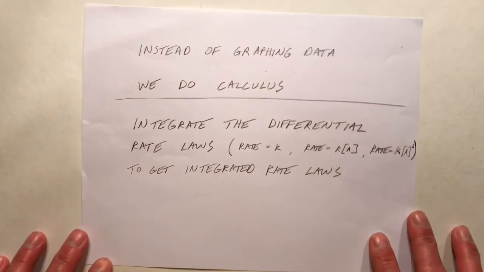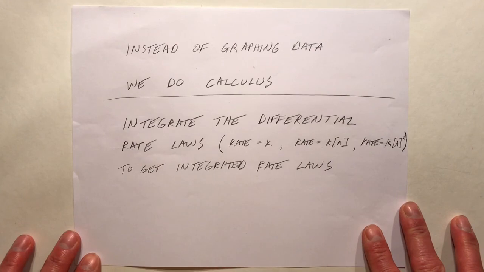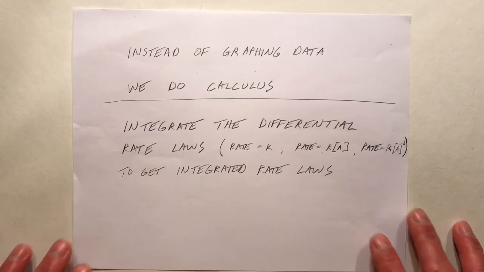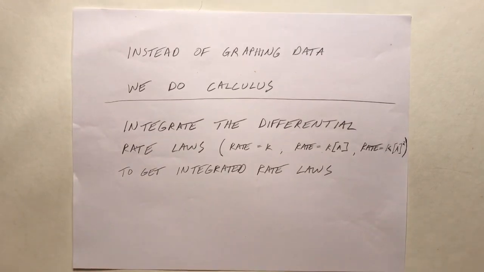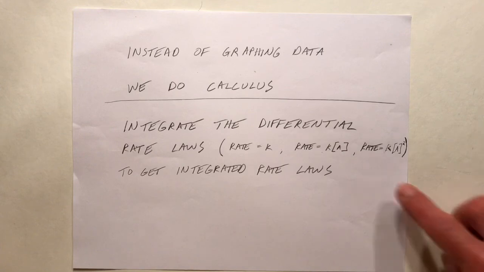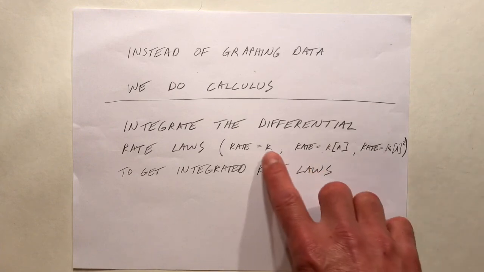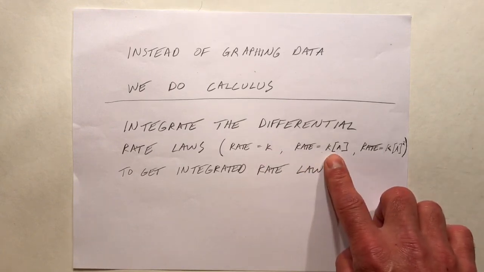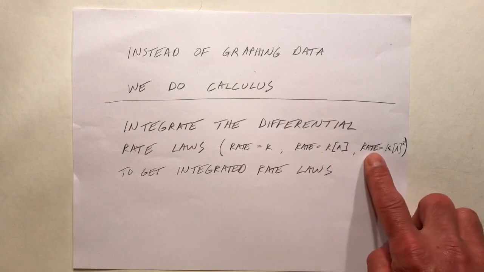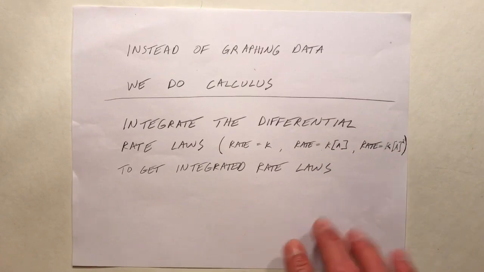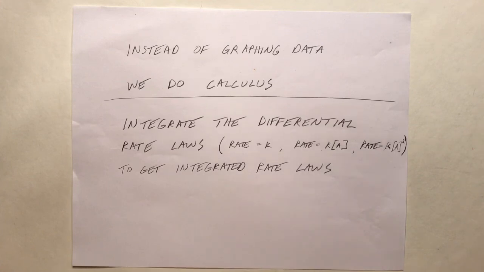So instead of graphing and trying to figure out the area under the curve that way, what we do is we use the differential rate law, which tells us how rate relates to concentration, and we integrate that. We do calculus. Integrating the differential rate laws, rate equals k times the concentration of A, rate equals k times the concentration of A squared, and we do that to get the integrated rate laws. We're going to take a look at what integrated rate laws look like in the next few videos.